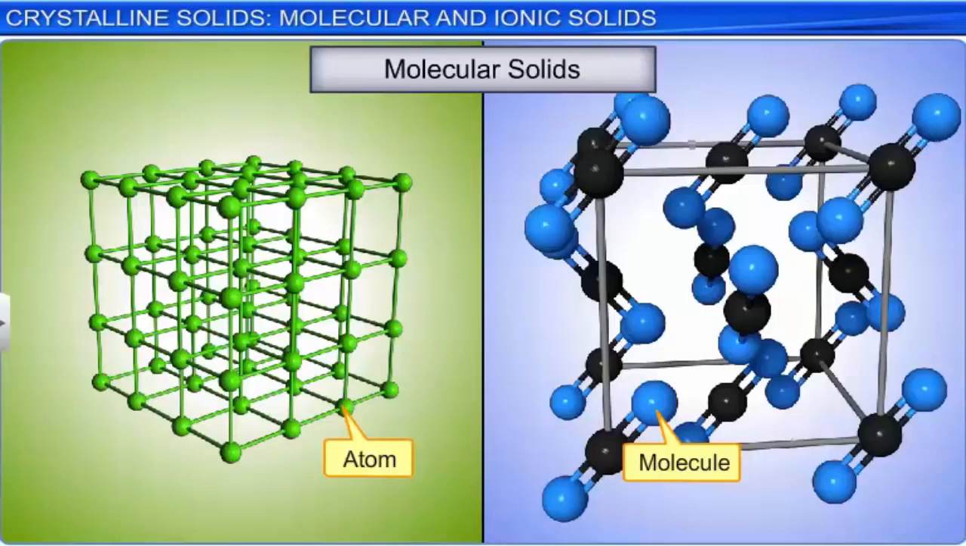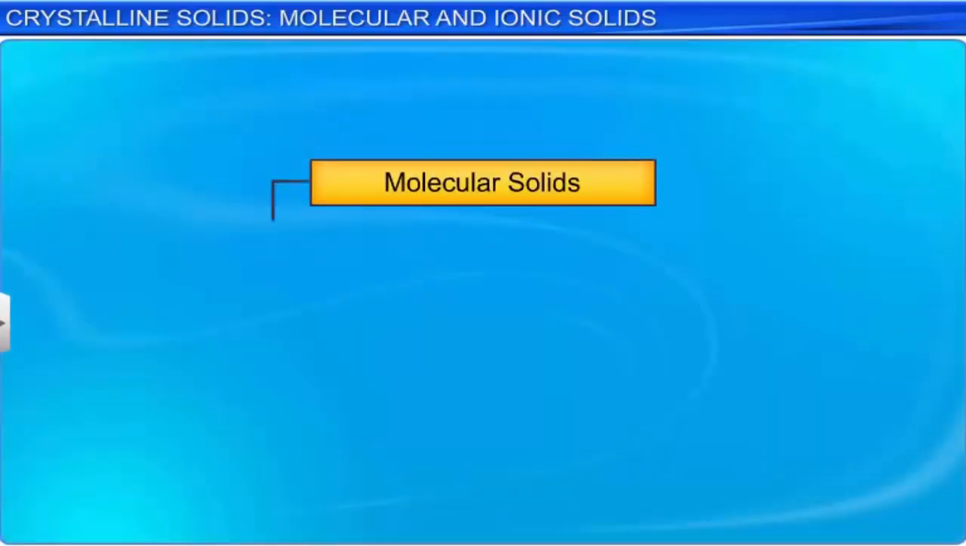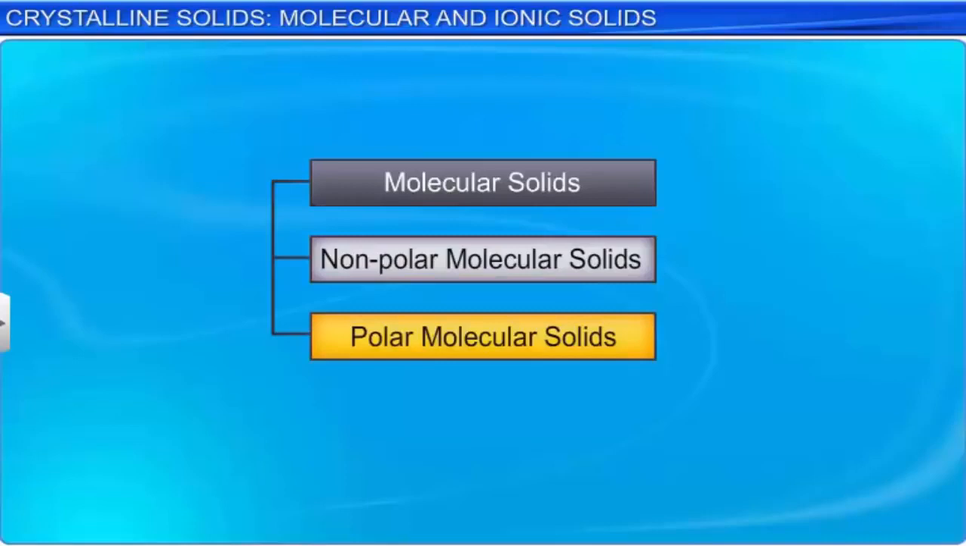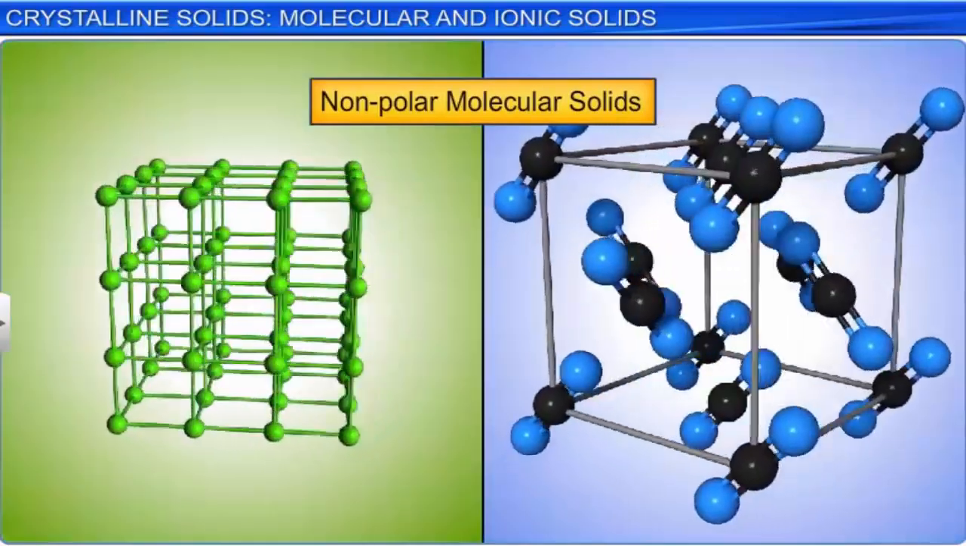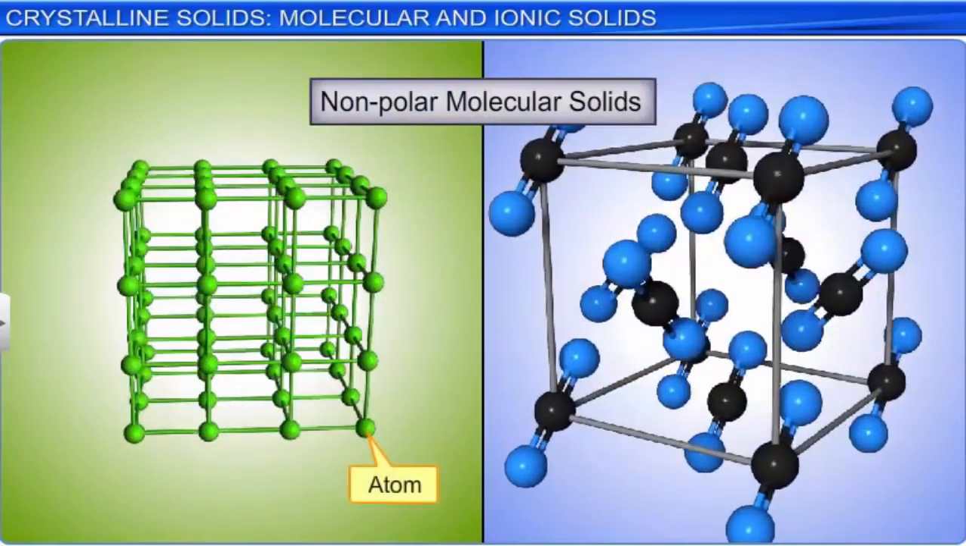Further, on the basis of the nature of the intermolecular forces of attraction, molecular solids are divided further into non-polar molecular solids, polar molecular solids, and hydrogen-bonded molecular solids. Let's discuss each in turn. In non-polar molecular solids, the constituent particles are either atoms or molecules. The atoms or molecules in these solids are held together by weak dispersion or London forces.